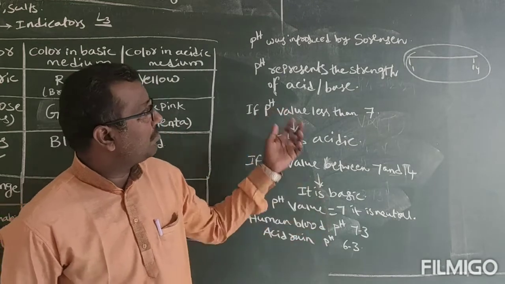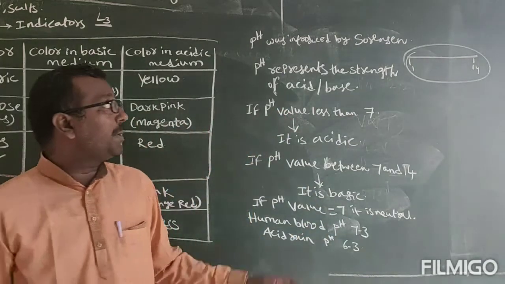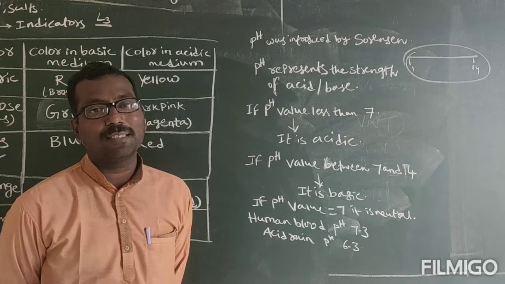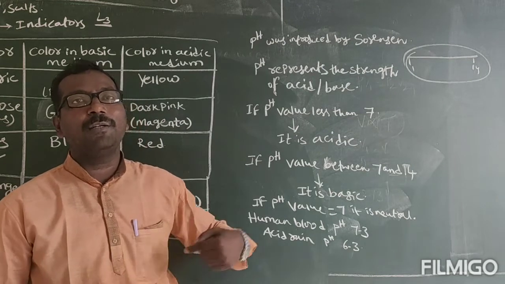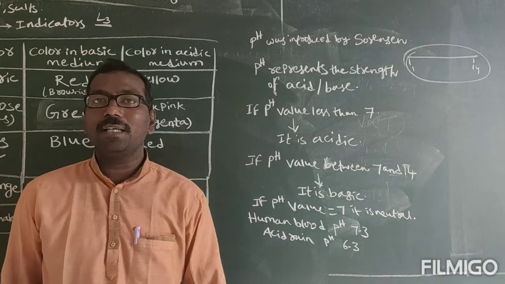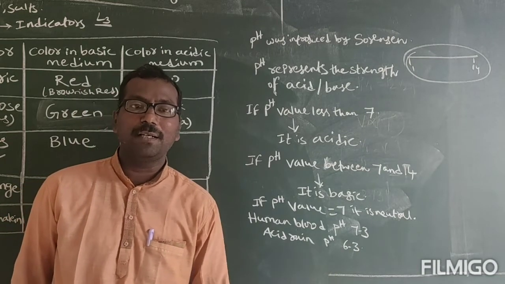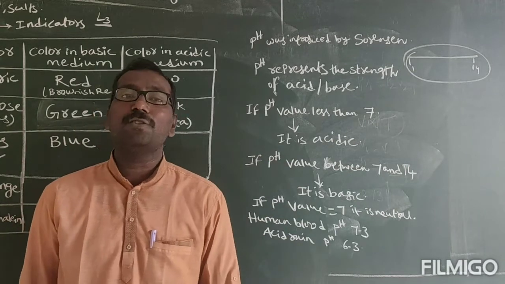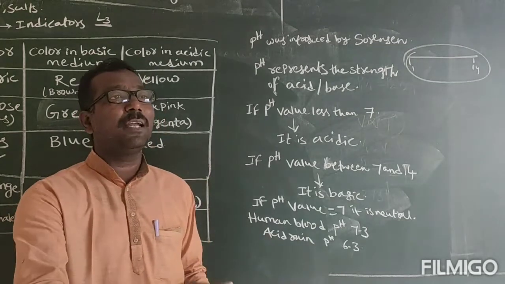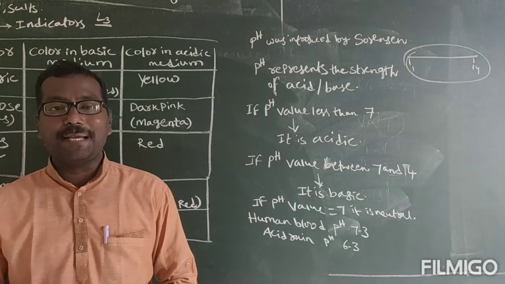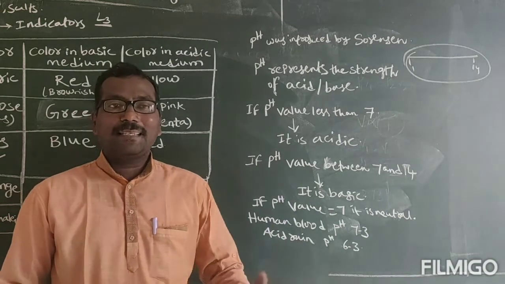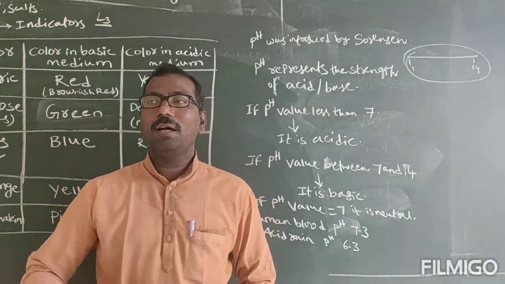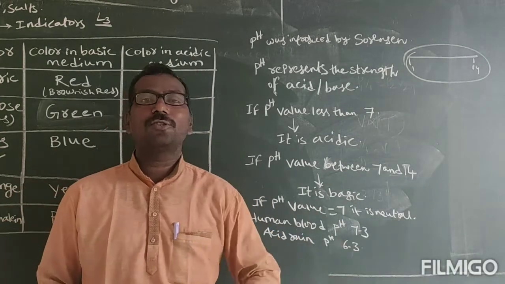You can note this down also. pH was introduced by Sorensen, S-O-R-E-N-S-E-N. It is a marking from 1 to 14. If the pH is below 7, it represents an acid. If it is exactly equal to 7, it represents neutral. If it is between 7 and 14, it is a base. The lower the value, the stronger the acid. The higher the value, the stronger the base.